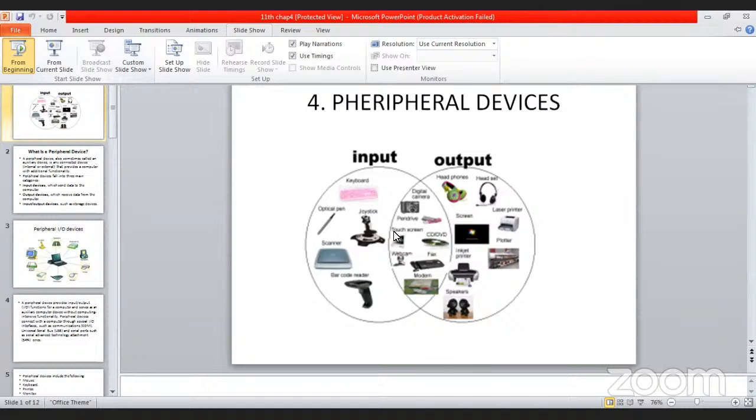Output devices means what? Those that are externally joined, just like printer and speaker. Input devices means what? They work internally. So now we can see what peripheral devices are.